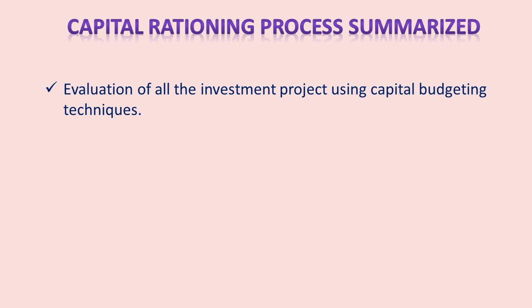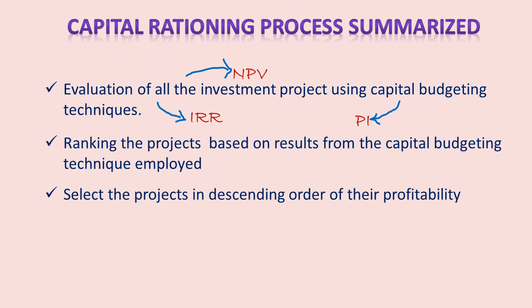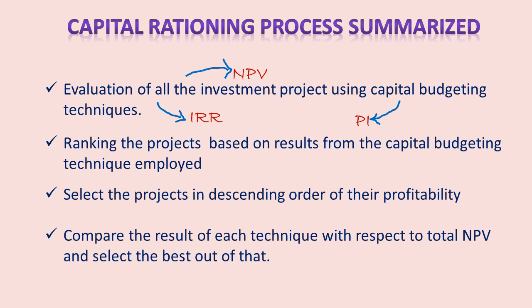So, in conclusion, the capital rationing process can be summarized as follows. Number 1, evaluation of all the investment projects using capital budgeting techniques such as the net present value, internal rate of return, or profitability index. Number 2, ranking the projects based on results from the capital budgeting technique employed. 3, select the projects in descending order of their profitability. And last, compare the results of each technique with respect to the total NPV and select the best out of that.